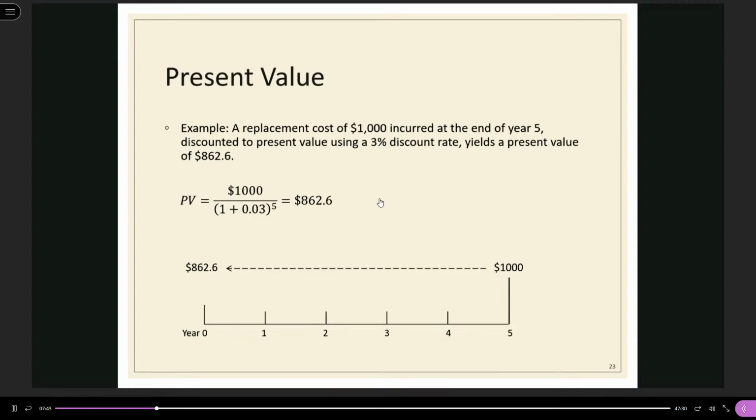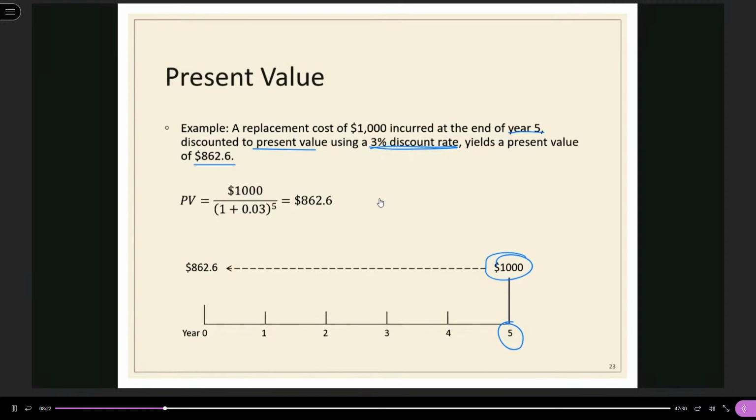For example, a replacement cost of $1,000 incurred at the end of year 5. I know that at the end of year 5, I need to pay $1,000 for replacing an equipment or a component of the equipment. And the discount rate is 3%. Then the present value will be $862.6.